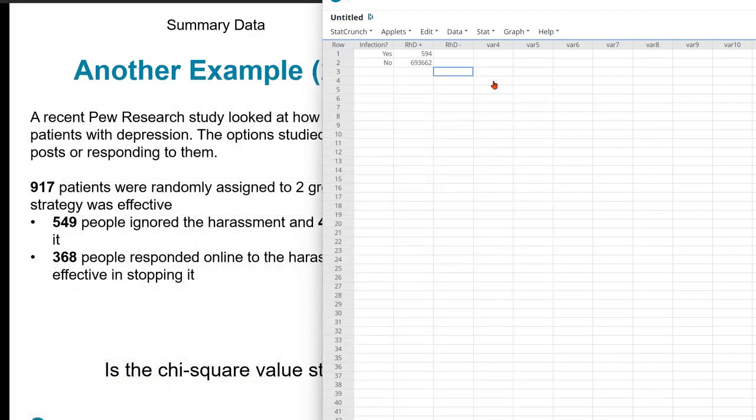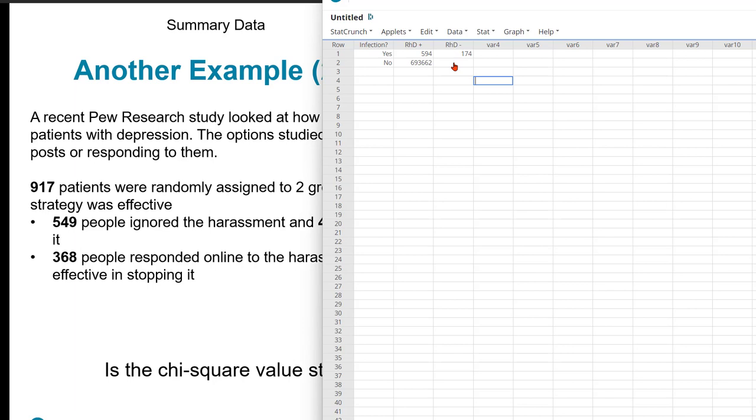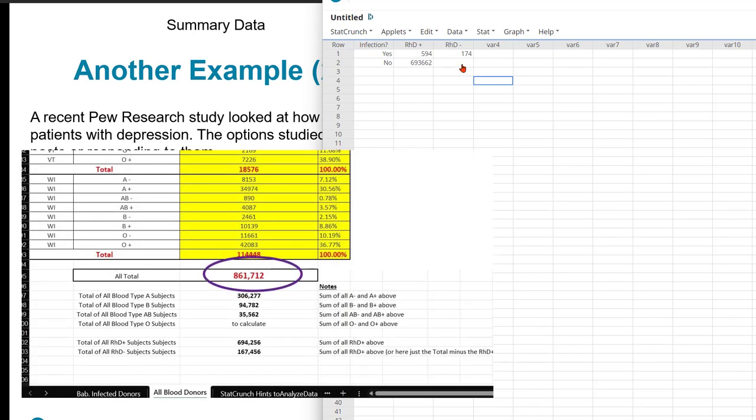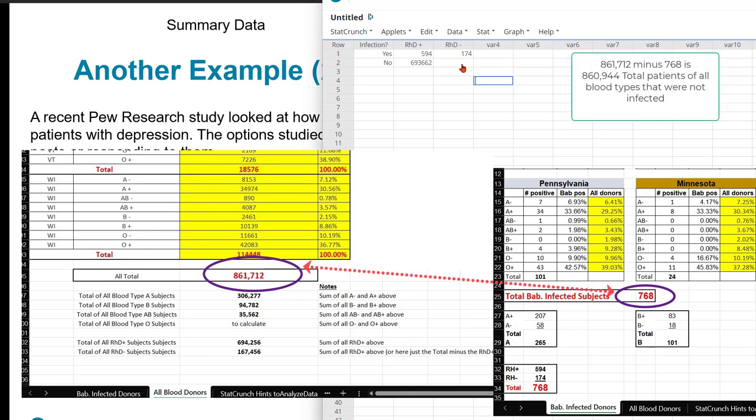The paper reported a total infection count of 768 infections across all these blood types, so that means 174 patients are a yes for the Babesia infection count for the RHD-negative group. That leaves us with one more cell to calculate. That's the no for the Babesia infection count for the RHD-negative group. Since we have 861,712 patients in the study, and we know that a total of 768 tested positive for the infection, that leaves 860,944 patients non-reactive or a no for the total Babesia infection count.